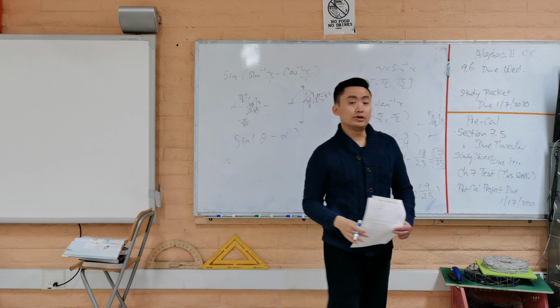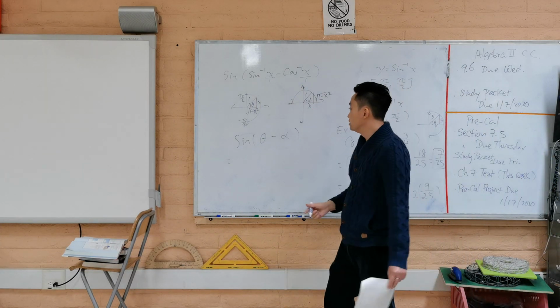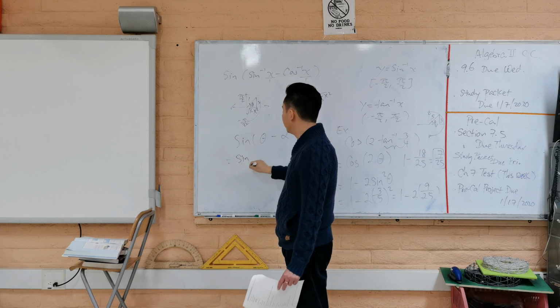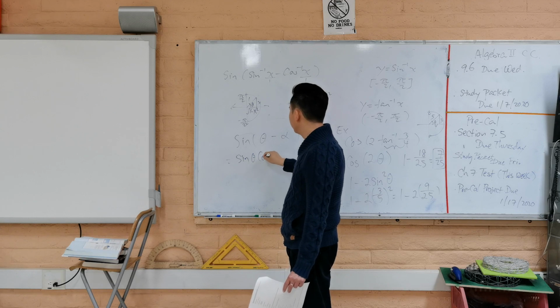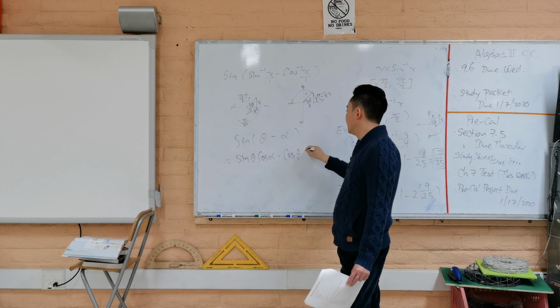And now, what do you guys notice? That's right, we can use the identity. This one is the difference of sine. So using the identity, expand it: sine of theta, cosine of alpha, minus cosine of theta, and then sine of alpha.